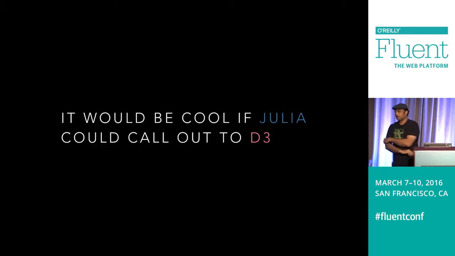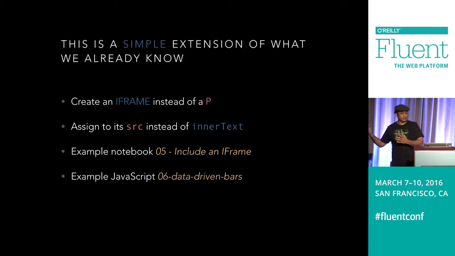So the cool thing, so far we've seen D3 and Julia independently. The cool thing would be if we could have our Julia code directly call out to JavaScript code instead of having to copy the JSON from Julia and paste it in Vim in my JavaScript and then execute it, right? Gets rid of me, which I like because I can do other things. Right. So this is a simple extension of what we know.